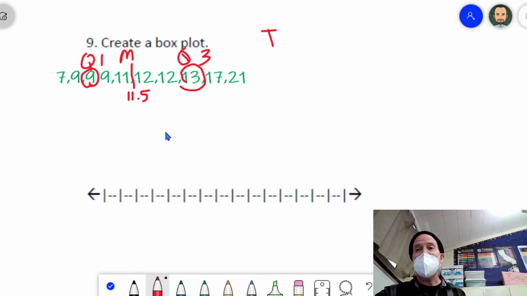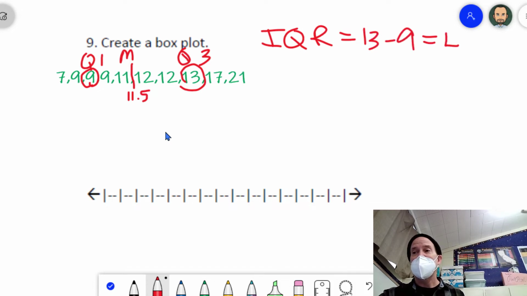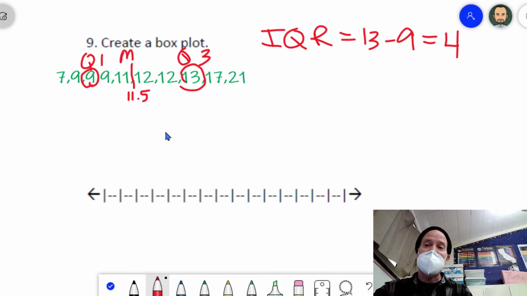So your interquartile range, which is another one of the questions, is how far is it from 13 to 9? So it's 13 take away 9, which equals 4. Just as a visual representation of that, I could make this little number line down here go from 7, 8, 9, 10, 11, 12, 13, 14, 15, 16, 17, 18, 19, 20.